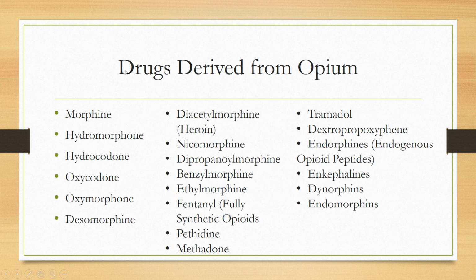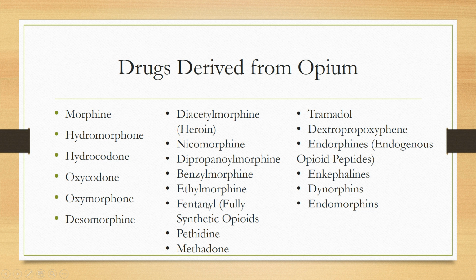Next, these are the drugs that are derived from opium. First is morphine, a chronic painkiller. It is used in post-operative patients also. Next are hydromorphone, hydrocodone, oxycodone, oxymorphone, desomorphine, and diacetyl morphine, which is most common in the Punjab state of India. Most people got addicted to that heroin, also known as chitta in Punjab. Next are nicomorphine, dipropanoylmorphine, benzylmorphine, and ethylmorphine.